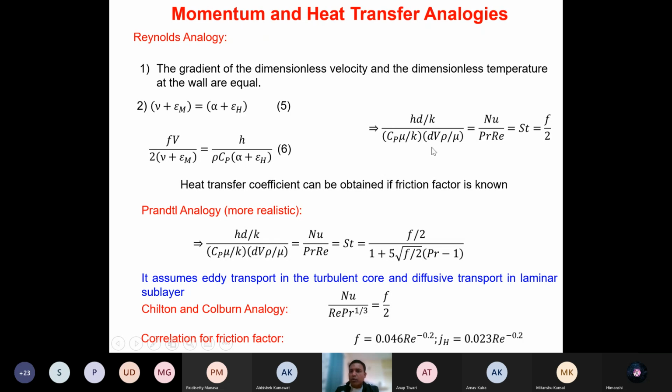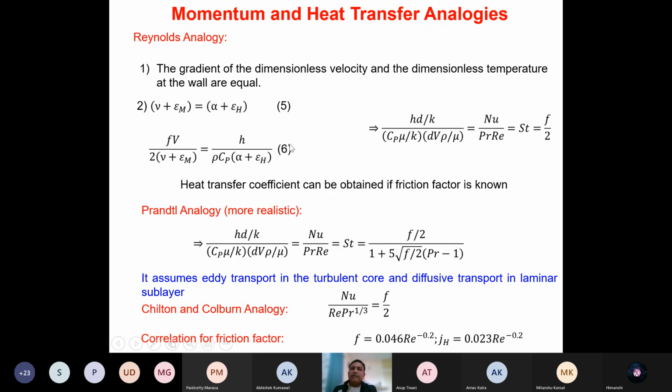By equating this, what we get is Stanton number equals F by 2, where F is nothing but the friction factor. The friction factor we can obtain directly using the correlations in terms of the Reynolds number, and based on that we can find out the heat transfer coefficient. So this becomes a one-step procedure, unlike the previous case where different correlations were formulated. That was the advantage with this.